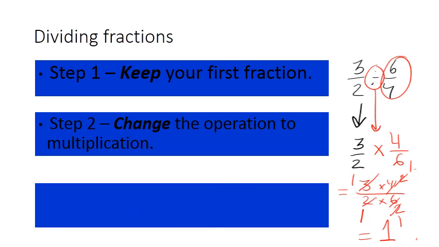And the third step is you have to flip the second fraction. So instead of having 6 over 4, it becomes 4 over 6. And you know how to solve multiplication. You put the line of fraction and you start simplifying. So 4 divided by 2 is 2, and 2 divided by 2 is 1, 3 divided by 3 is 1, and 6 divided by 3 is 2. Again, you can simplify. 2 divided by 2 is 1, 2 divided by 2 is 1, and the final answer is 1.